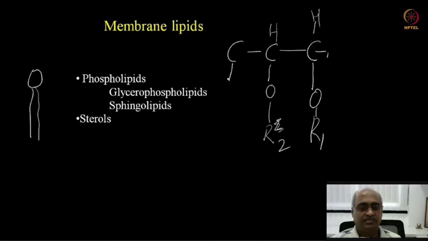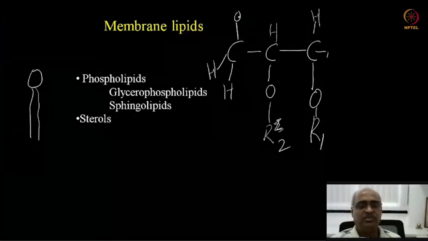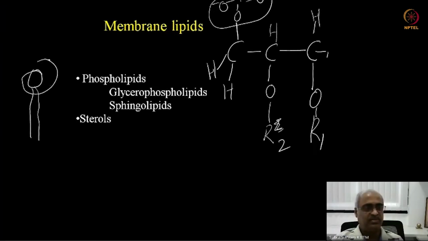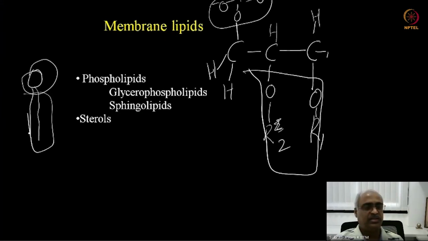So CH2OH. So here you can have a polar group, like for example, a phosphate group. The other one I'm not writing, it's going above the board. So this portion can have other hydrophilic groups attached, and that is what is the head group. And these two chains here, this is your long chain.